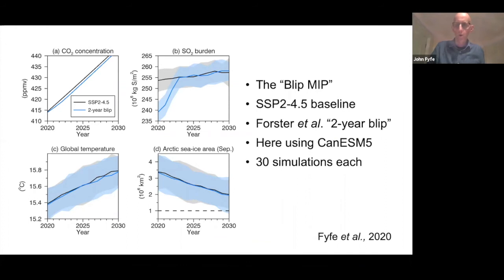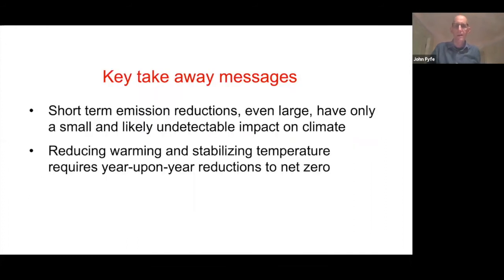All right, so that's all the science bits. I have a couple of key takeaway messages. The first one is that short-term emission reductions, even as large as they can get, have only a small and likely undetectable impact on climate overall. It's important to bear in mind that if we really want to reduce temperatures and ultimately stabilize temperature, we need year upon year emission reductions to net zero. It's never going to be these little blips that get us there. They're just going to be a bit of a distraction in terms of solving the situation that we're in. We have to be doing this, and we have to start doing it very soon.